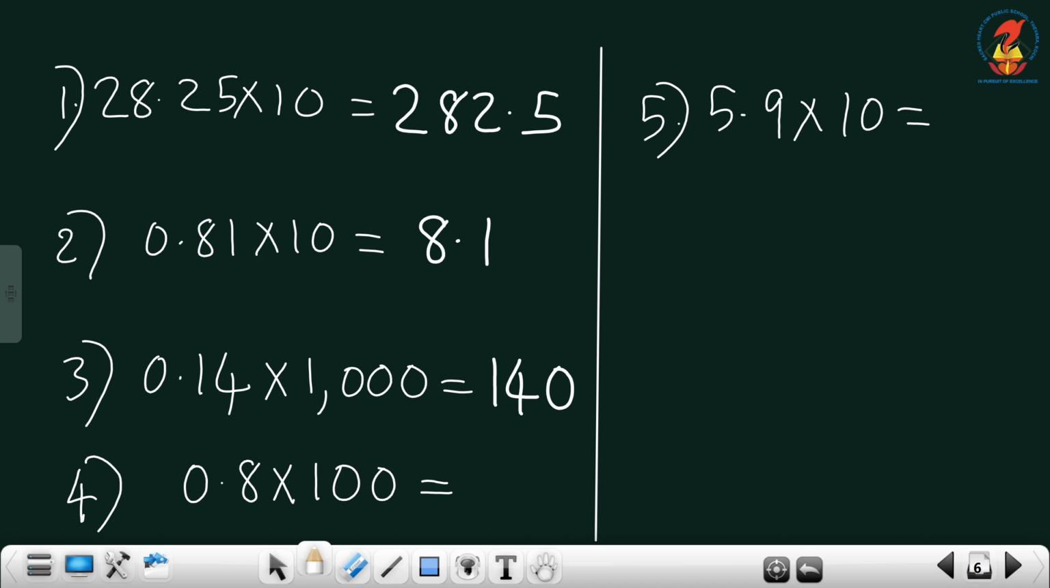Okay, and 0.8 into 100, what will happen there? 0.8 into 100 means the decimal point needs to move 2 places to the right only, right? For 1 jump it will become 8, and one more jump, it will become 80 only. Okay, and the fifth one, 5.9 into 10, it will become what? 59, right? 59.0. That is 59 only.